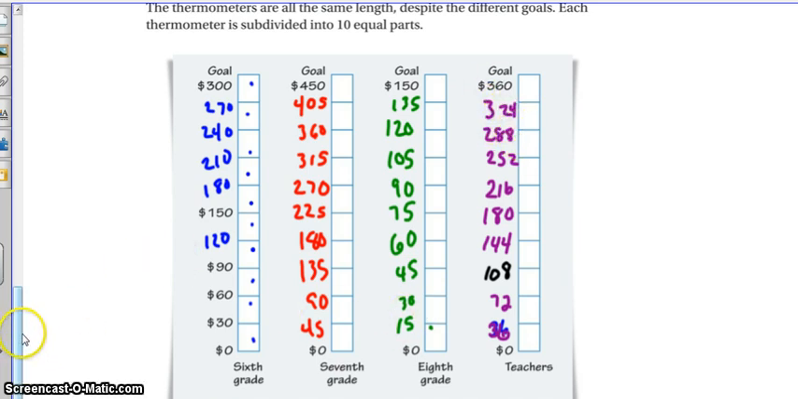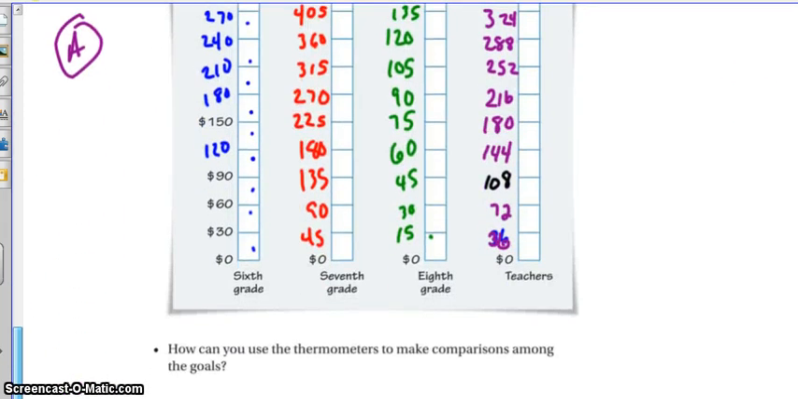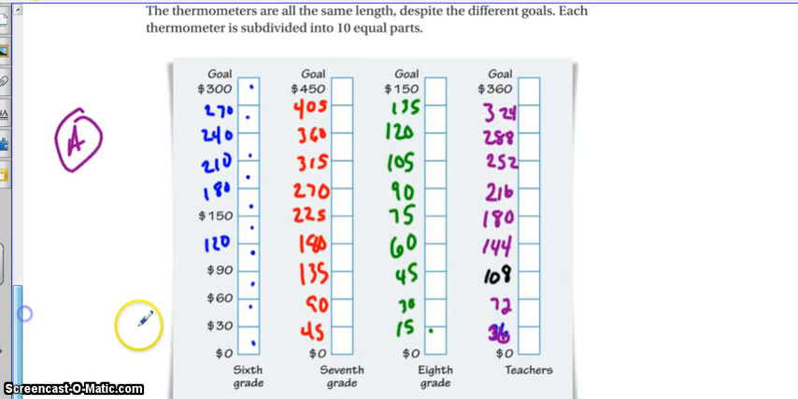All right, so make sure you have the thermometers copied down for question A in your spiral. We will pick up on question B tomorrow in class. Again, we're going to be using these thermometers to help us describe using ratios. So one statement we could say using these ratios is if each grade and the teachers did 1/10 of their goal, okay? So I'm going to color in all these, get them up here to 1/10.